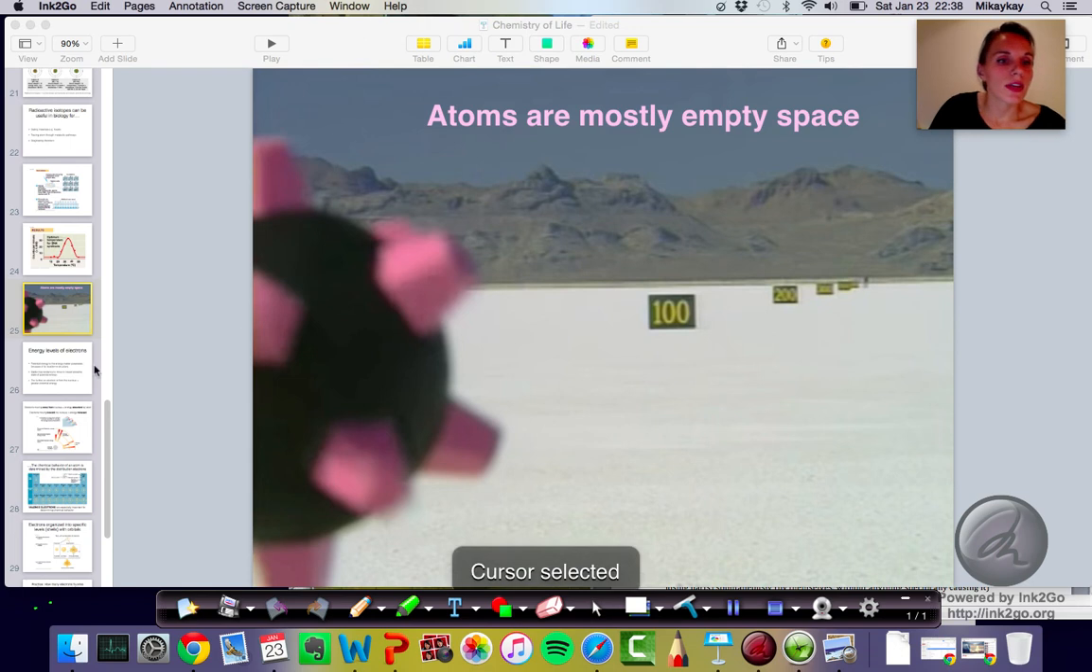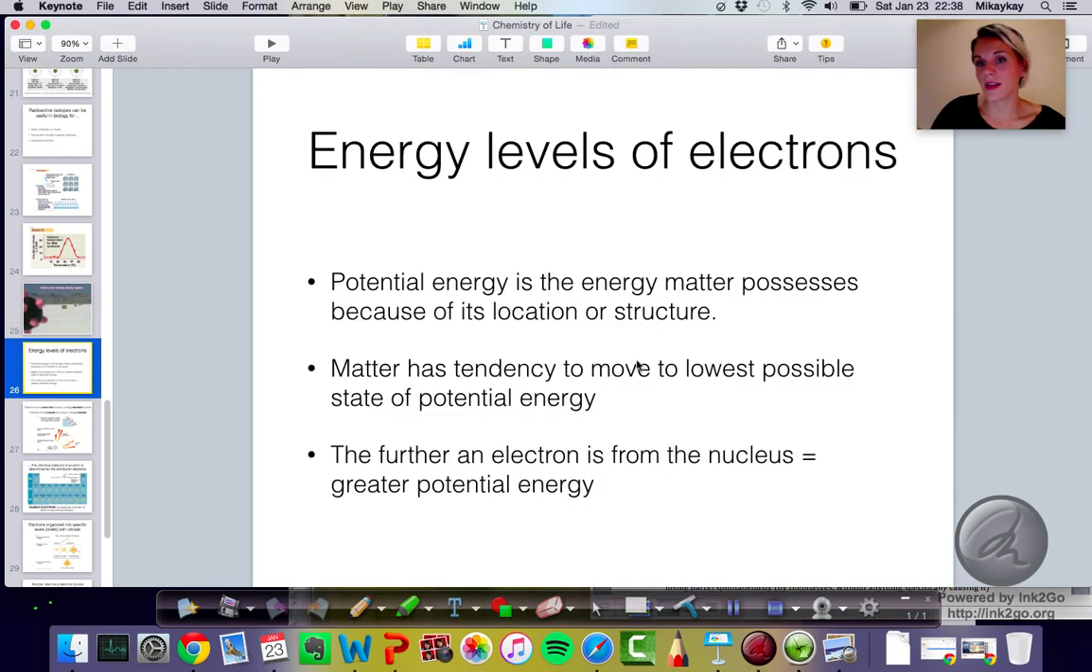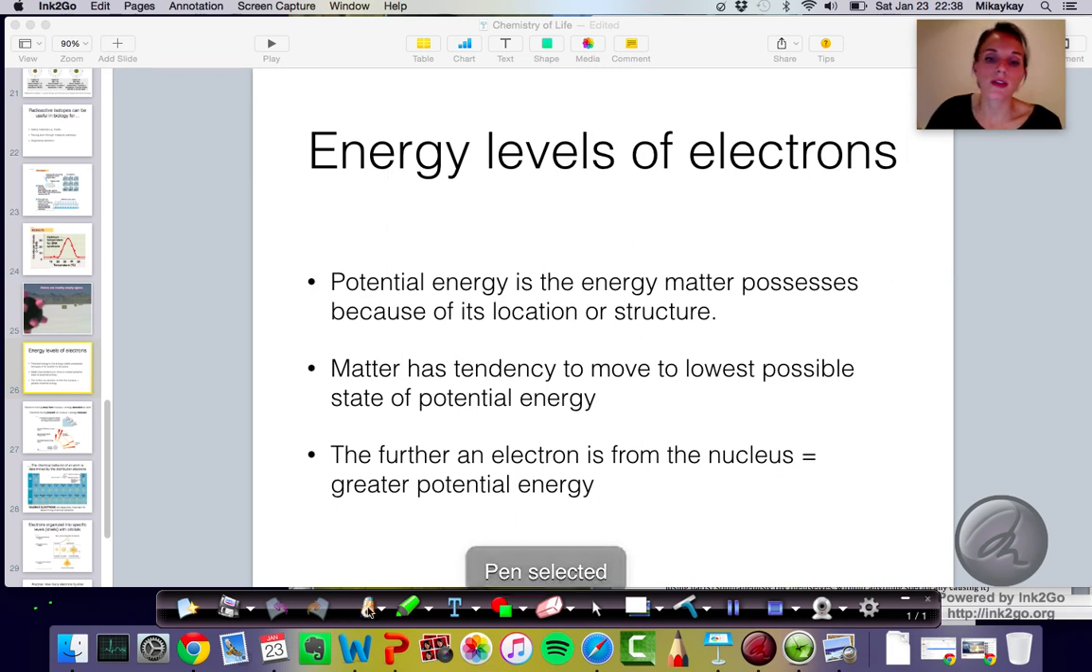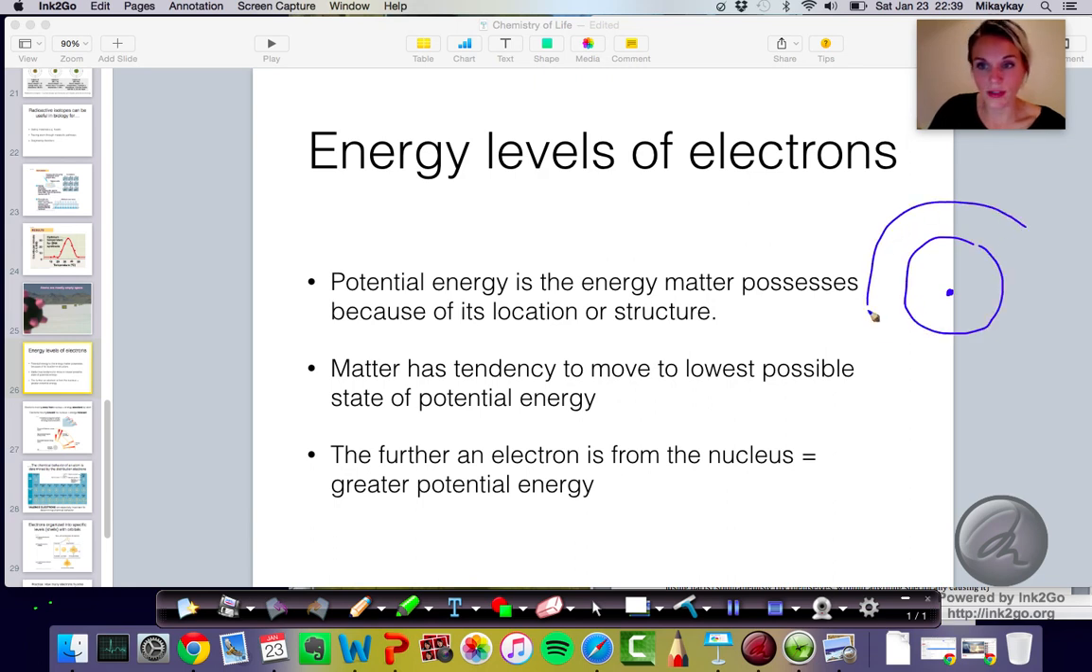So if we take a moment to think about this. When you think about electrons, we think about energy levels, right? And depending on how the electrons are distributed or how they are positioned around our nucleus. So if this is our nucleus and we have our rings or our levels of electrons, depending on the location of those electrons, the atom has different amounts of potential energy. And potential energy is just the energy that matter can have. I feel like I have a spelling error there. Anyways, the amount of energy that matter can have, let's do it that way, because of location or structure, right? So it has a certain amount of potential energy because of the position of its electrons.